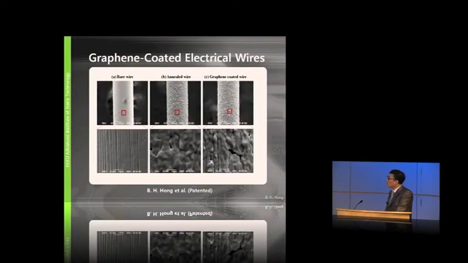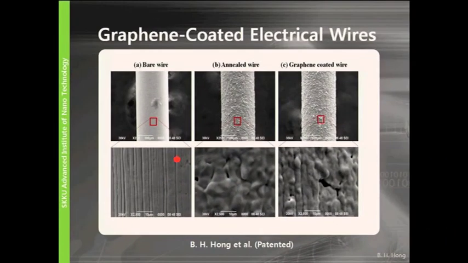Together with an electrical wire company, we are developing these graphene-coated electrical wires. This is bare copper and nickel-coated copper wire. After annealing the wire, the surface is very rough, and after we coat graphene, it still looks rough. But the conductivity can be enhanced by up to 50%.